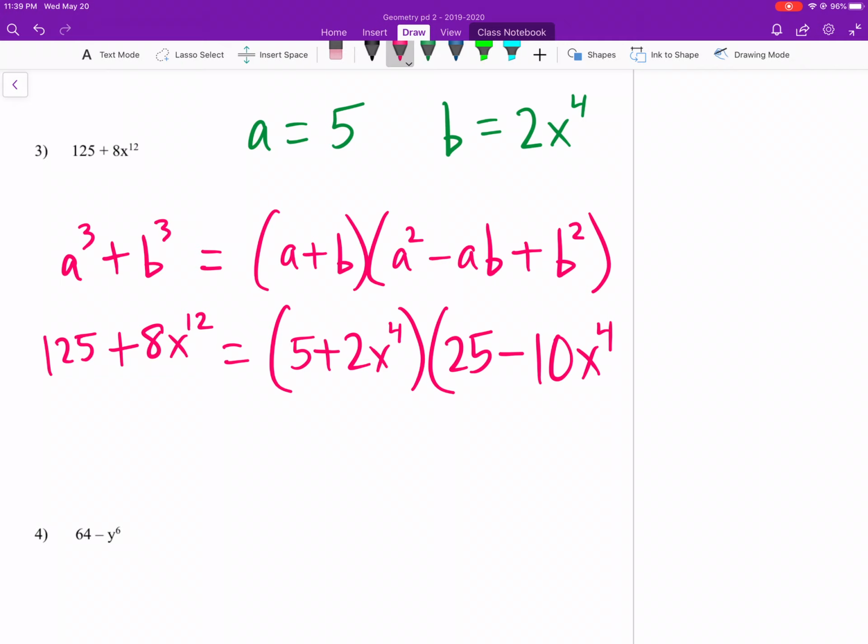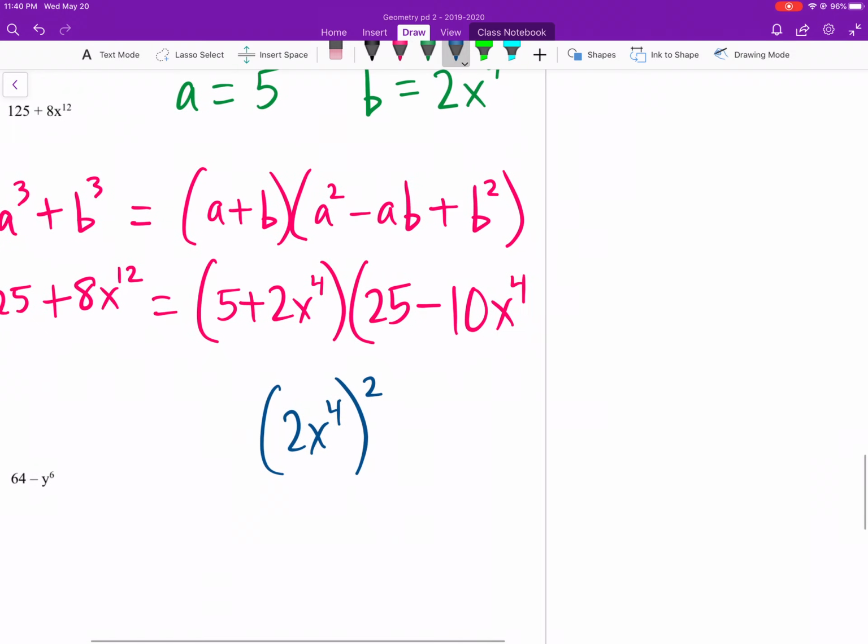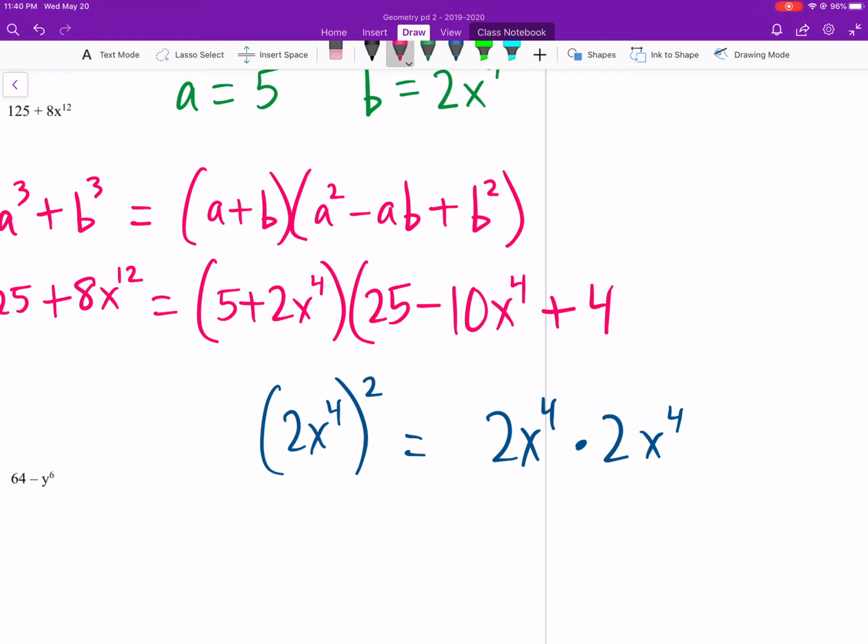And now b squared, so this might be a little tricky. This is saying 2x to the 4th. We need to take that whole value and we need to square it. So that's saying 2x to the 4th times 2x to the 4th. So this is going to be plus 2 times 2, which is 4. x to the 4th times x to the 4th is x to the 8th power. Close your parentheses, and you're done.